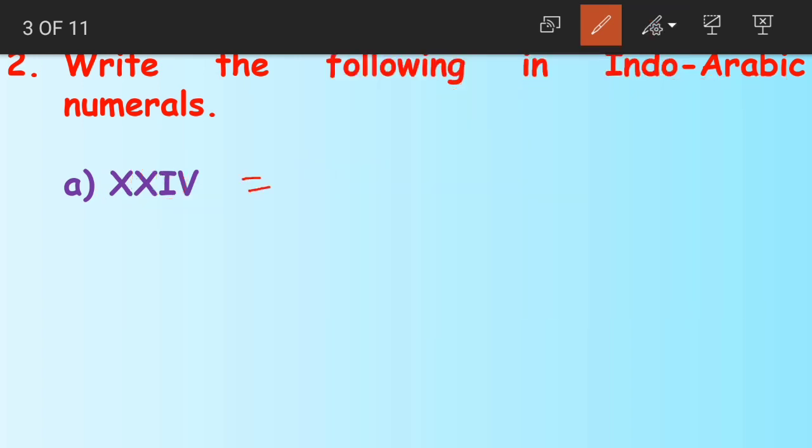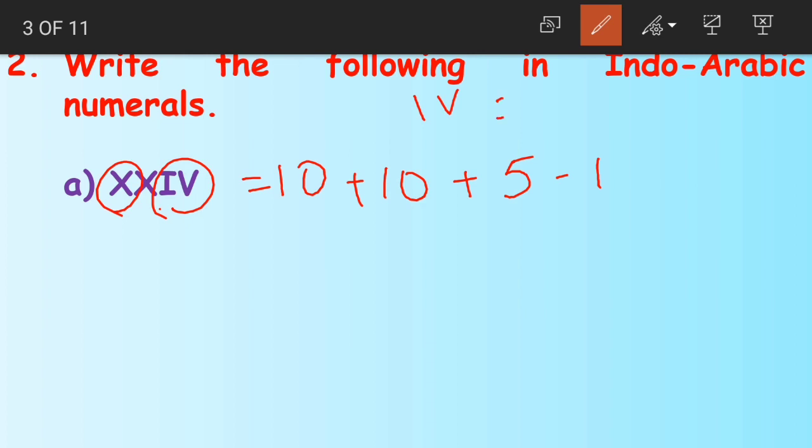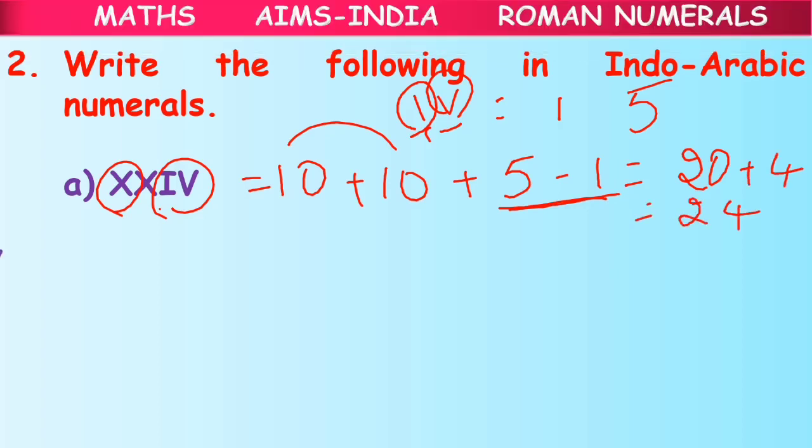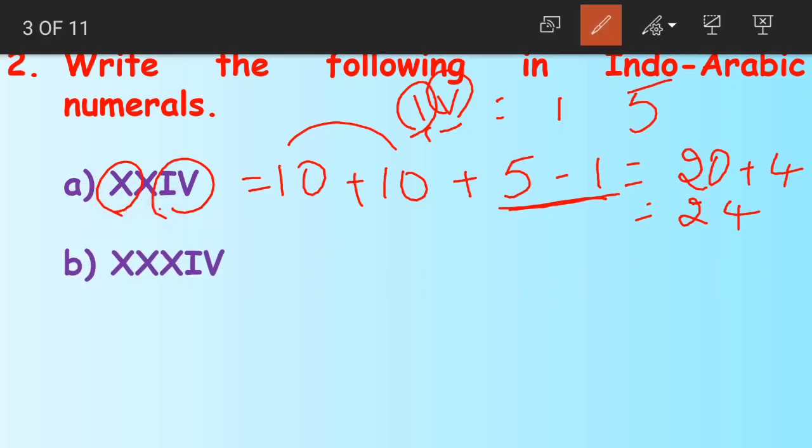Yes children, X is equals to 10, then another X is equals to 10. Then we are having 5 minus 1. When it comes to IV, the smaller symbol is on the left side of the larger Roman symbol. I is equals to 1 and V is equals to 5. So we are subtracting 1 from 5. What do we get? We get 10 plus 10, 20, and then 5 minus 1 is equals to 4. So the final answer will be 24. Understood children? XX is 20, IV is 4.